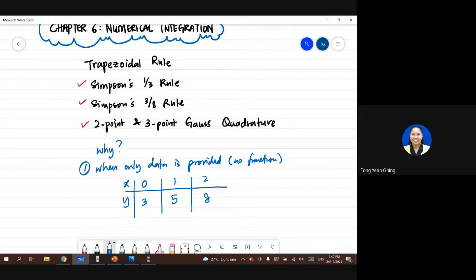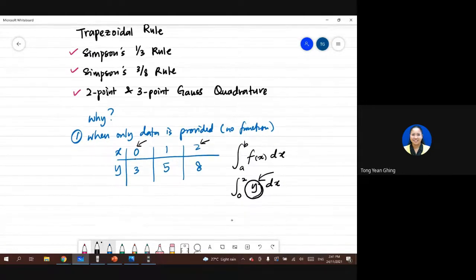Let's say this one. And normally when we want to do the integration, we have to have an upper limit and lower limit, a and b. So based on this one, it is from 0 until 2. So basically we have to have it like this, right? This one starts from 0 until 2, but for y, we don't have the function of y. So we cannot solve it using the analytical integration that you learned before. So that's why we need numerical methods, because the function is not given. This is the first reason why we need to use numerical integration.